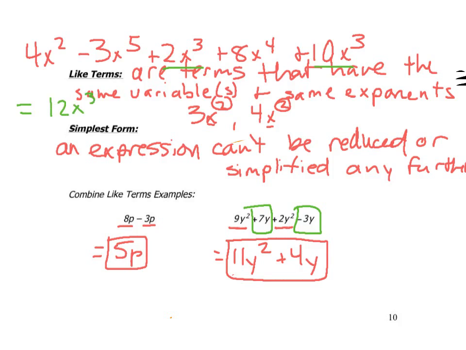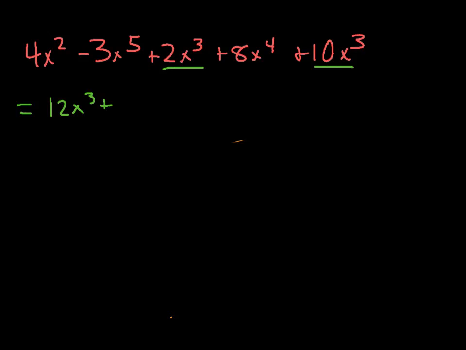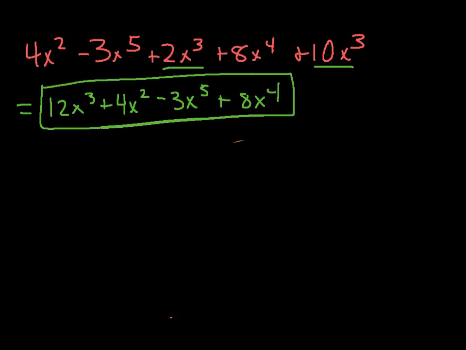So that means for the rest of our terms, we're just going to write them after the 12x cubed. So I put plus 4x squared minus 3x to the 5th plus 8x to the 4th. And since there are no like terms, I'm done. Okay? Let's do another one.